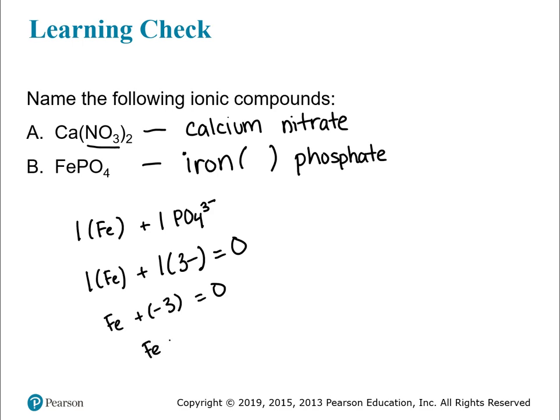So my iron must have a charge of +3. The name of our compound is iron(III) phosphate. Don't forget about checking to see if that metal is one of the ones that has a variable charge.